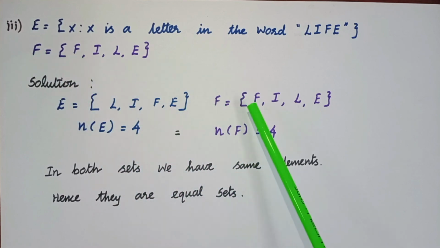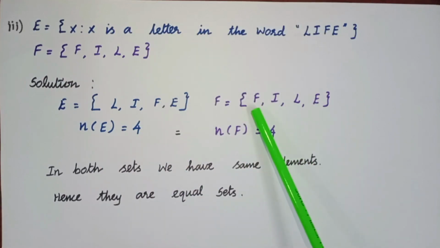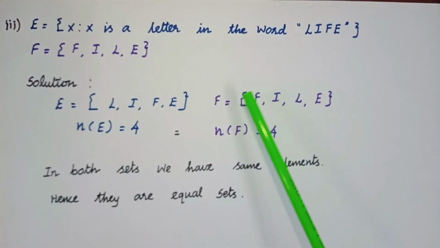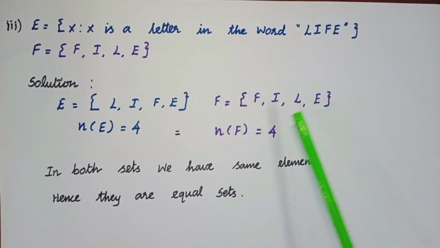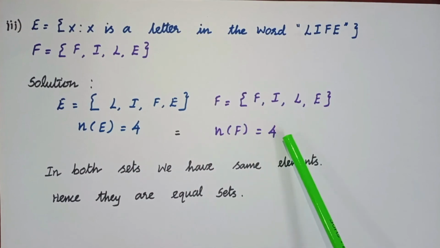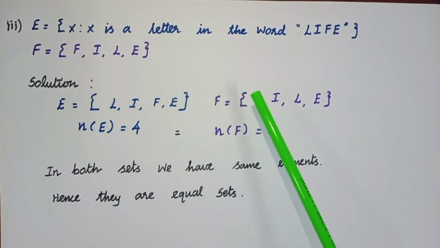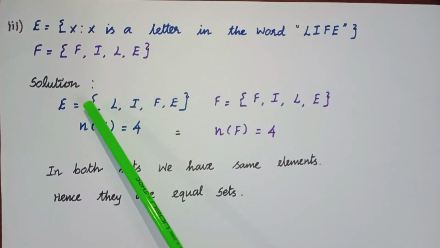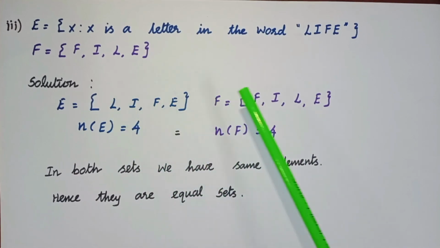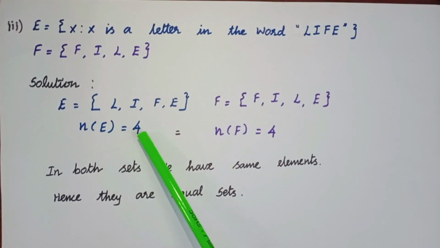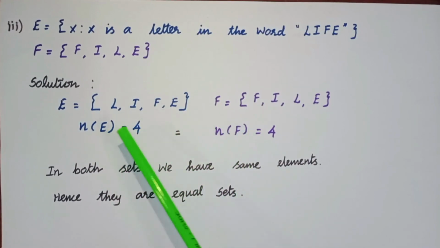Set F is already listed: F, I, L, E. The number of distinct elements in set F is 4. Their cardinality is also 4. Now we compare both the sets, set E and set F. Here the elements of set E and set F are the same, and their cardinality is also the same. Therefore, they are equal sets.